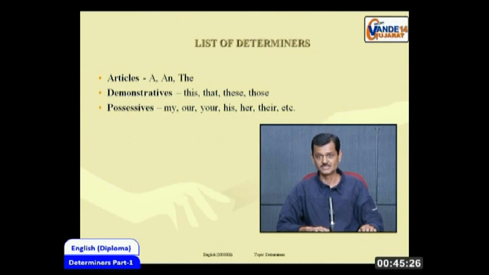To be very specific, we call them possessives because they show possession. Whose book? My book. Whose car is it? It is our car. Whose camera is it? It is your camera. Whose lecture it is? It is his lecture. Whose turn it is? It is her turn. So these are again determiners.